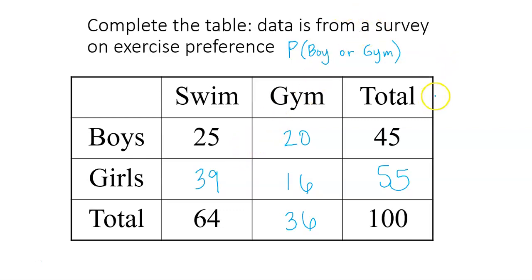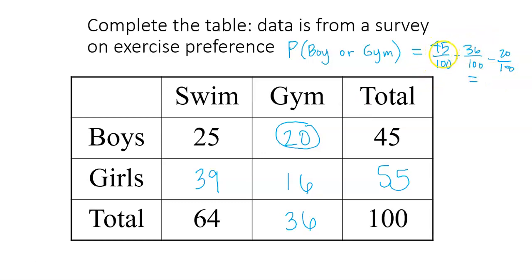So if I want to find the probability that this person is either a boy or they prefer the gym, I need to add those probabilities together. So the probability that they're a boy would be 45 out of 100. The probability that they prefer the gym would be 36 out of 100. There are 36 out of 100 people who prefer the gym. But now, the boys that prefer the gym, these 20 people, they were added on both as a person who prefers the gym and as a person who is a boy. So they were added on twice, which means we need to subtract them once.